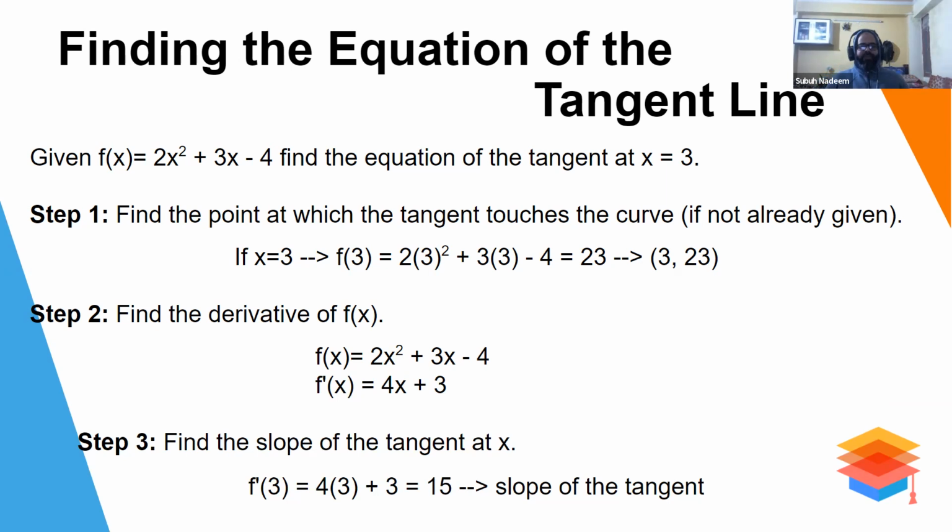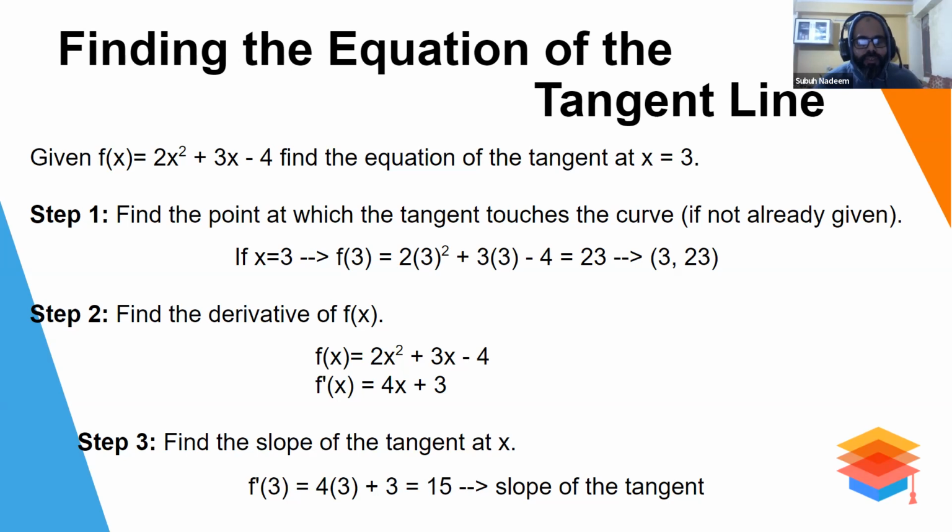So find the equation of the tangent line. It is given in the question. Just as you can see, I am reading it and explaining it. Given f of x is equal to 2x square plus 3x minus 4. This is the curve, this is the function. This will make some curve on the plane. Find the equation of the tangent at x is equal to 3. So the tangent at x is equal to 3 will have some equation. You have to find that.